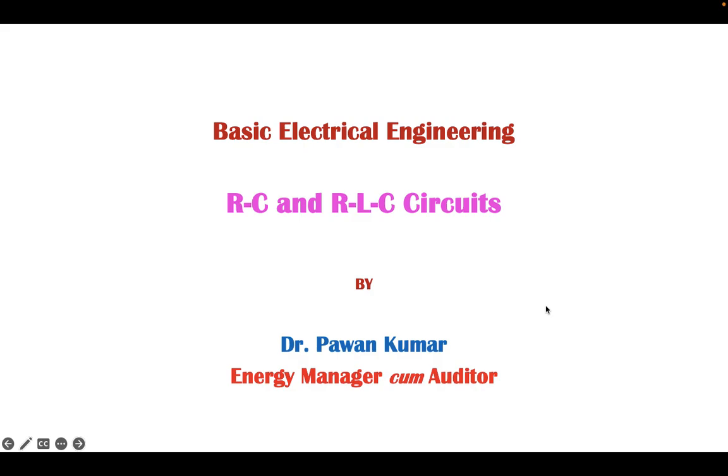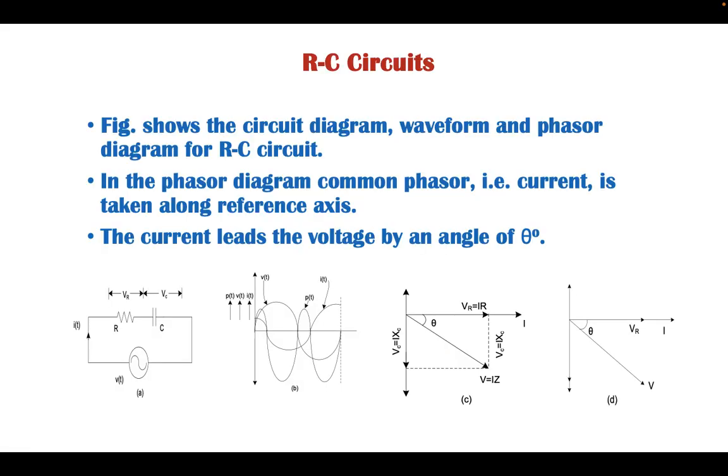We are going to discuss RC and RLC circuits. Now considering the RC circuit. In case of an RC circuit, we have only a resistor and a capacitor. This is the resistor, this is the capacitor. The applied voltage is v(t). Due to this v(t), the current flowing is i(t).